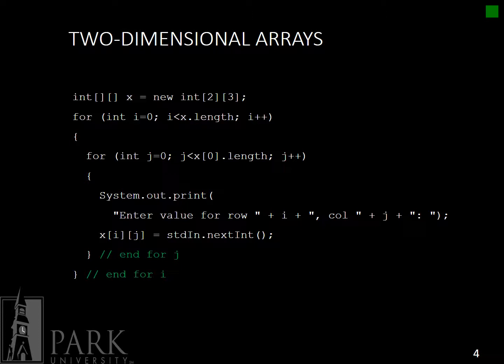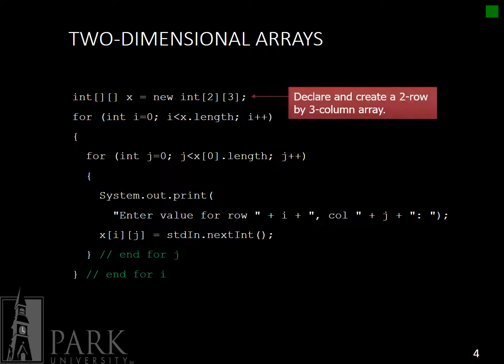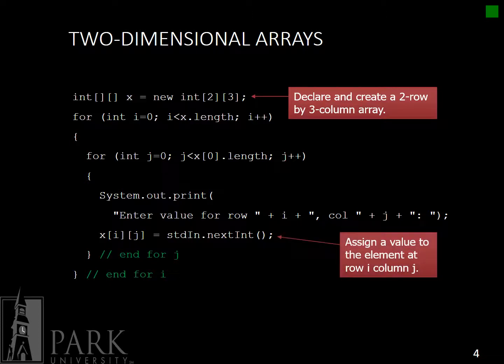So the following code fragment declares and creates the X array in one statement and assigns values to X's elements in a separate statement. So let's walk through it. Here we can see we're declaring and creating a 2-row by 3-column array. And then here is where we're actually assigning the value to it at row i in column j. But notice here that we're using row 0 to determine the length.